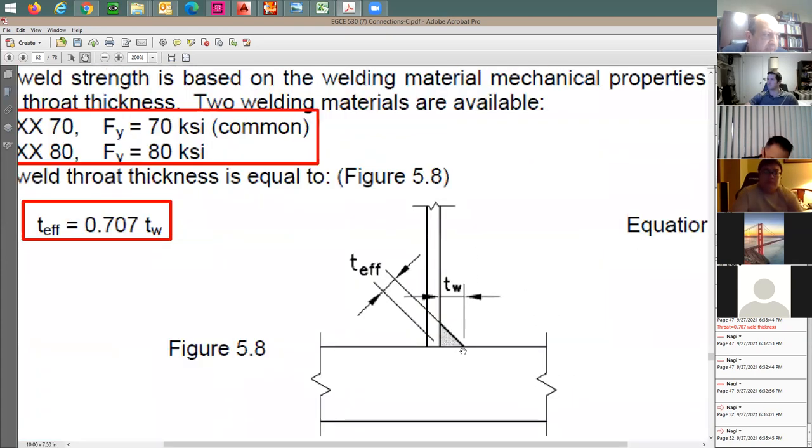The thickness of the weld is going to be this horizontal dimension, which is the same as this vertical dimension because this here is at 45 degrees. The effective weld thickness, which is the throat, is going to equal 0.707 T_w, where T_w is the weld thickness. So the weld thickness that you call out on the plan or in details is going to be this dimension, not the throat thickness. And where is this 0.707 coming from? It's going to be square root of 2 divided by 2, am I correct? Or just square root of 2?